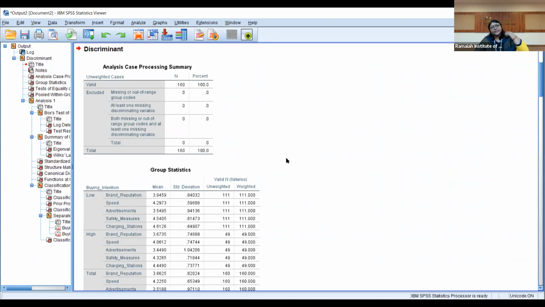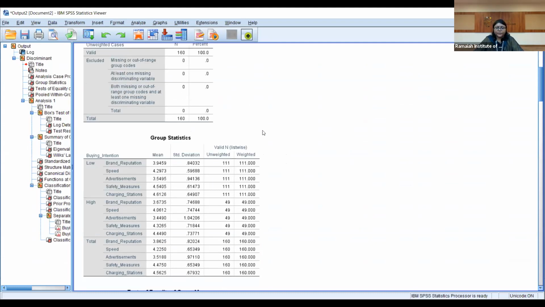Hope you can see this. Now this is the output that we will be receiving after doing this discriminant analysis. The first one is the case processing summary. That means a total of 160 cases, or 160 respondents, are there, out of which there is no missing value or out-of-range codes. There is no missing value, so all these things are 0. And finally we are getting all the 160 as valid output.